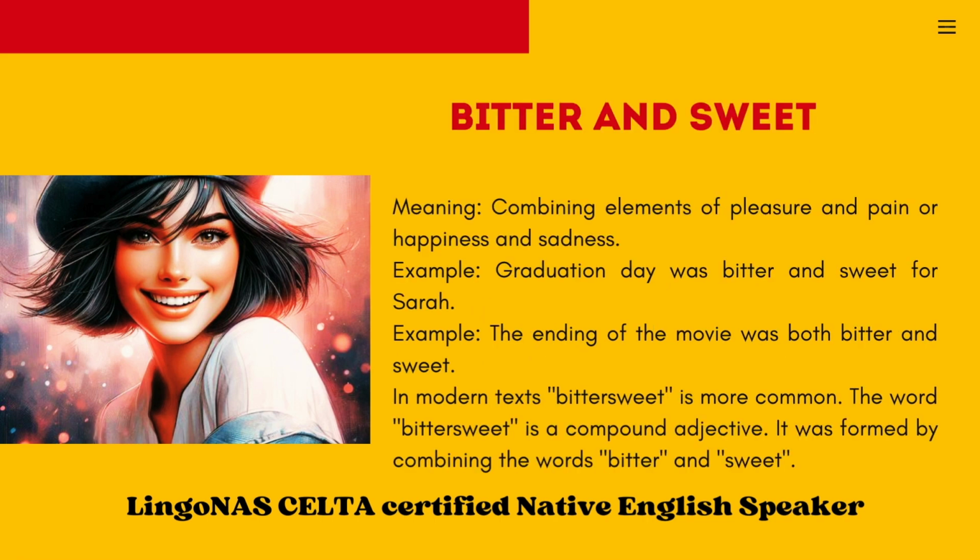Bitter and sweet. Now, something I want to mention here is that in modern language, bittersweet is more common. Bittersweet is a compound adjective and it's formed by combining the words bitter and sweet. But technically, in terms of binomials, it's bitter and sweet. And what does bitter and sweet or bittersweet mean? It means combining elements of pleasure and pain, happiness and sadness, good and bad, the contrast, right?